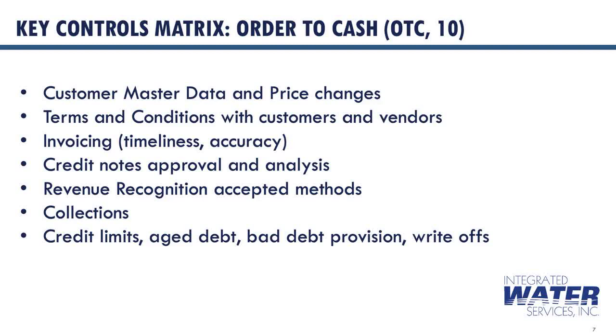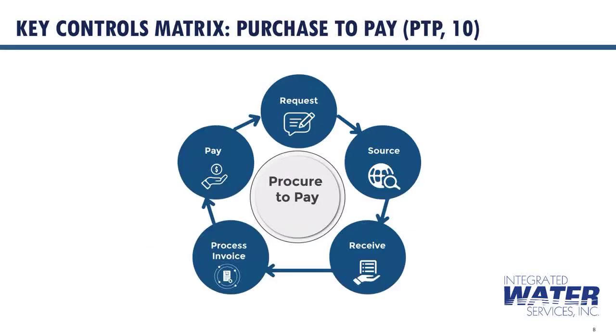follow-up and escalation process. We need to define credit limits by customer, as well as keep and maintain an aged debt provision. We have a policy in place to calculate bad debt provision, and an approval process for accounts receivable write-offs. The second finance tower is purchase to pay, or procure to pay.